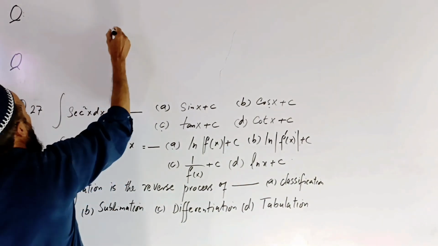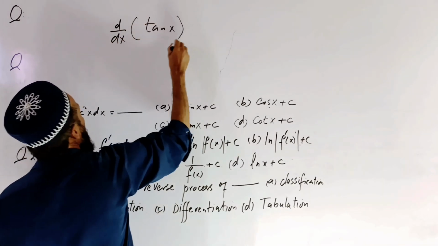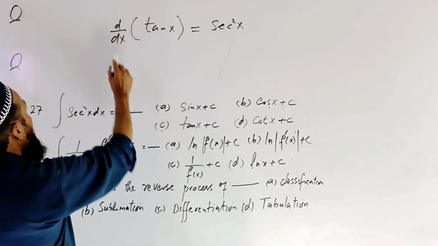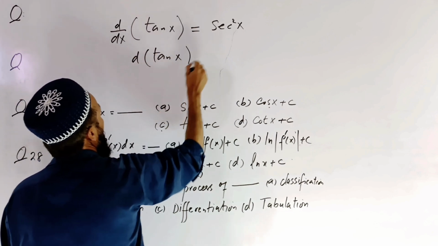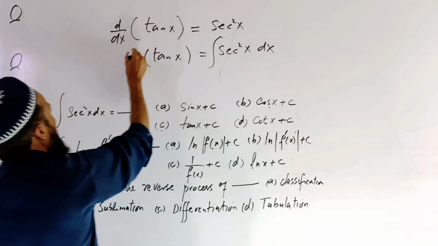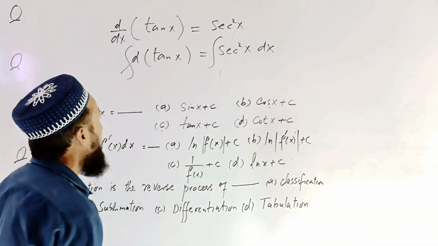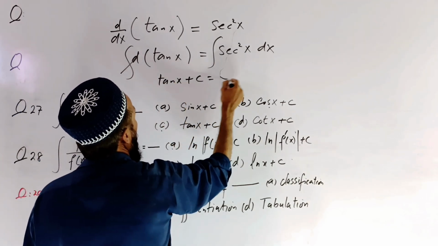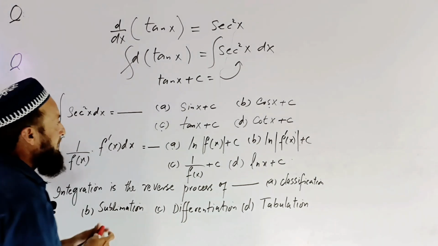We know that the derivative of tangent x is equal to secant square x. That is the formula of the derivative. If we change d here, d of tangent x equals secant square x dx. If we apply integration on both sides, this will be cancelled. The reverse process of integration is 1 by d. So tangent x plus c is equal to the integration of this one. So the correct option here is C.